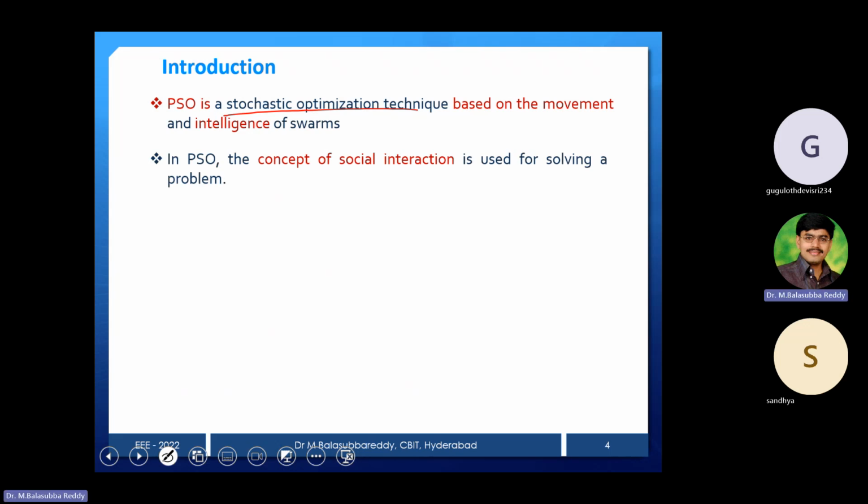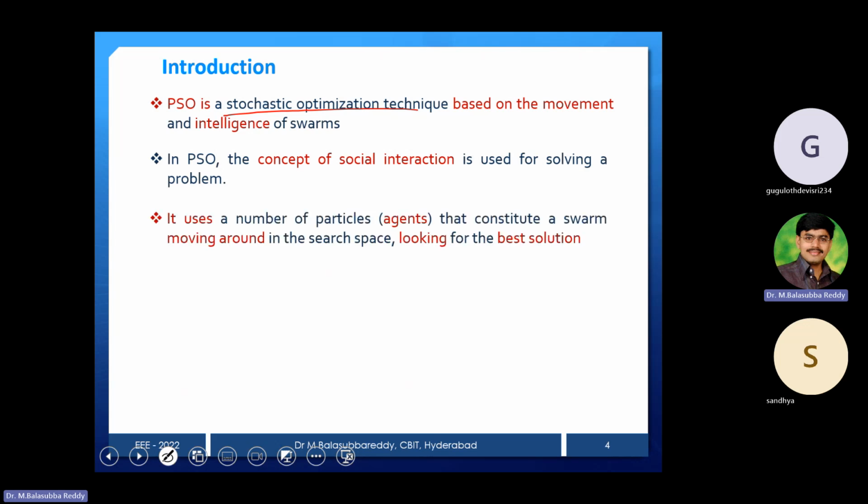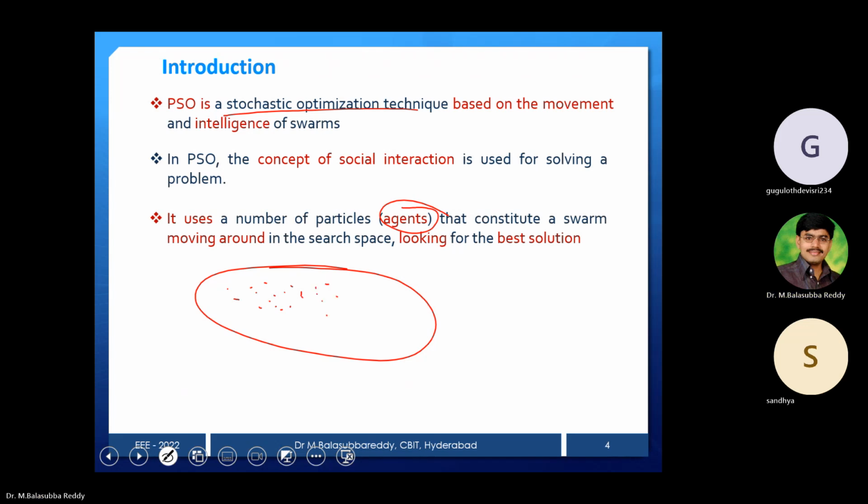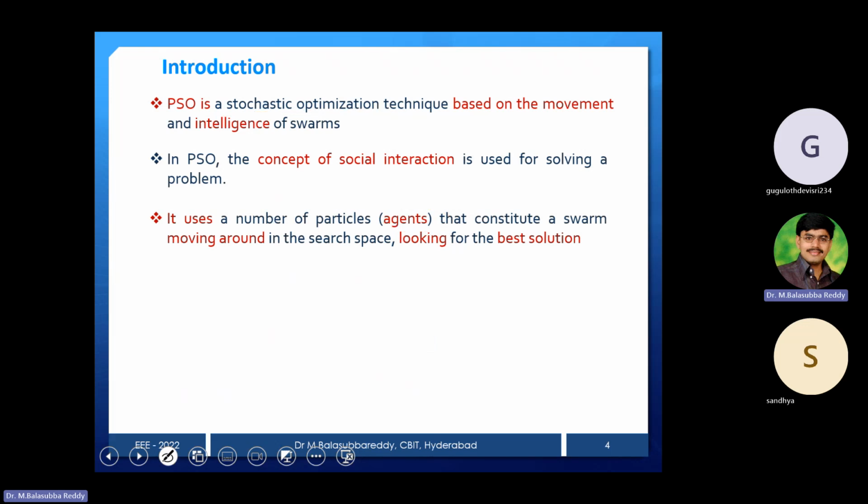The concept of social interaction is used for solving the problem. It uses a number of particles, that means agents, that constitute a swarm moving around the search space. So let these be a lot of agents, and these agents are moving around the search space, looking for the best solution.